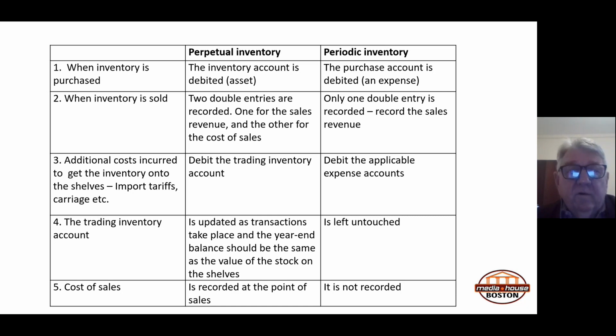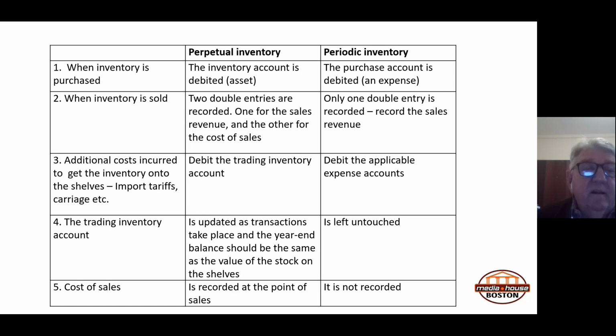With a periodic inventory system, we will debit the expense account, the purchases account. So this goes to our income statement, and this one is on our balance sheet. With the perpetual inventory system, we book it to an asset account, so that's our balance sheet. For the periodic inventory, we debit an expense account.